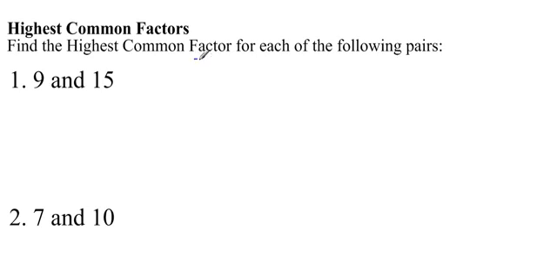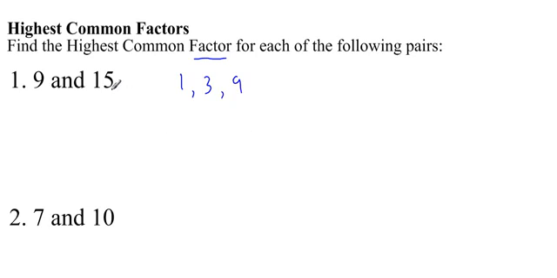Now, the word factor, basically, when we're dealing with whole numbers, is a number that goes exactly into another number. So in the example here, 9 and 15, the factors of 9 are the numbers that go exactly into 9. So I know that 1 goes into 9. I know 3 goes into 9. 3 goes into 9 exactly 3 times. And 9 goes into itself. Those are the only factors of 9.